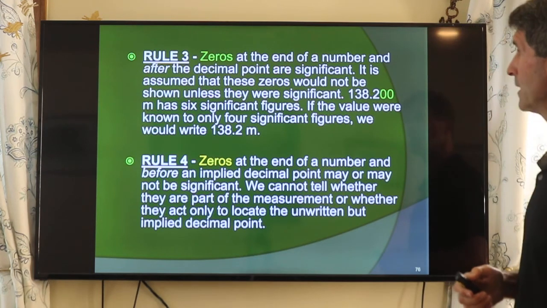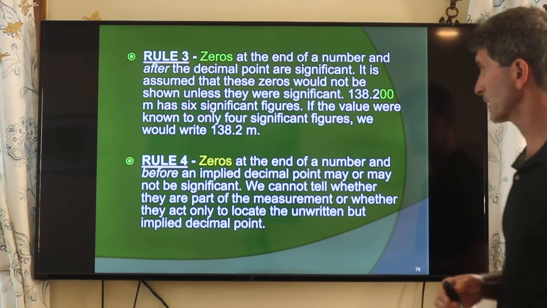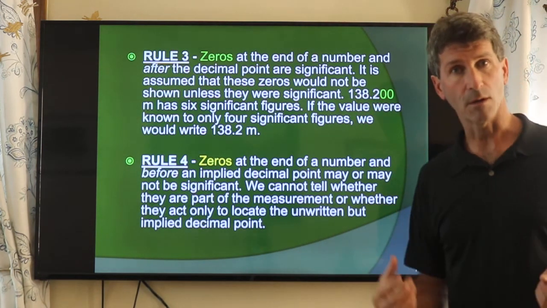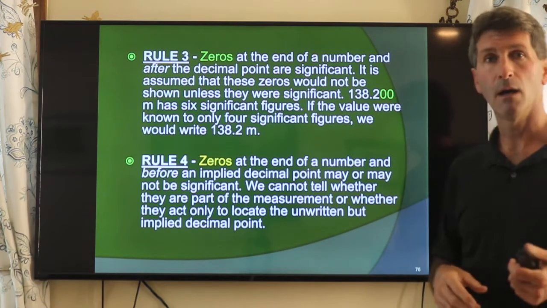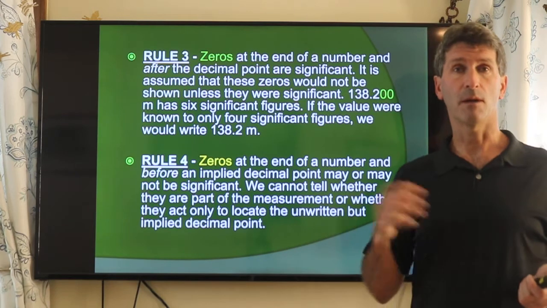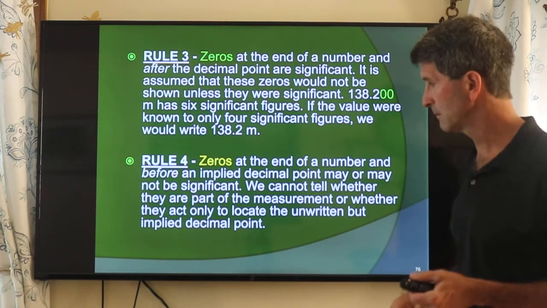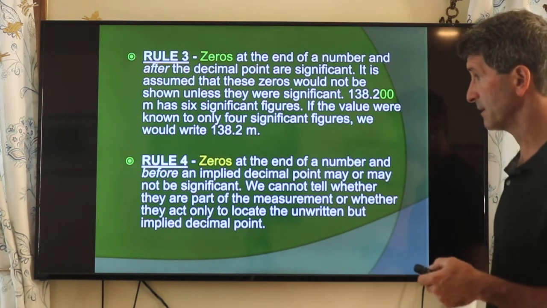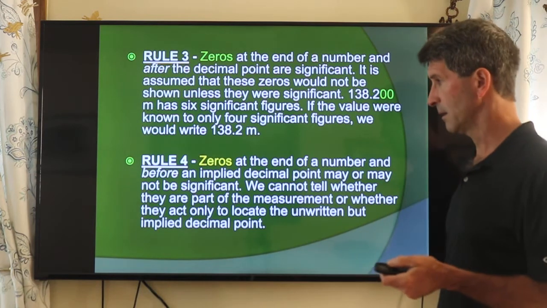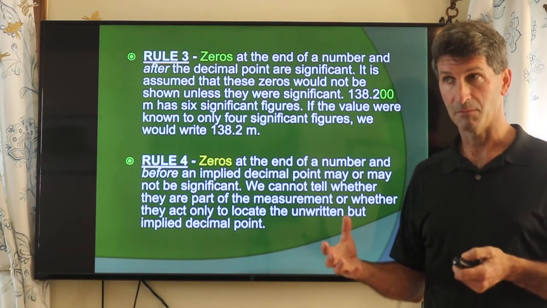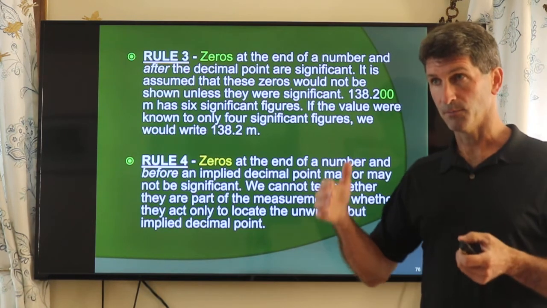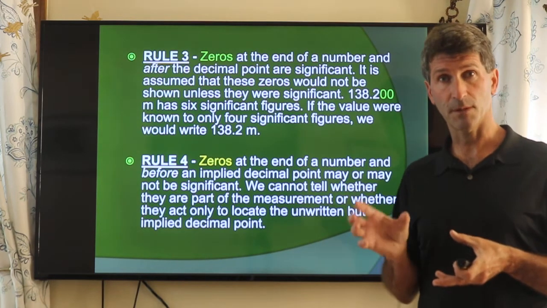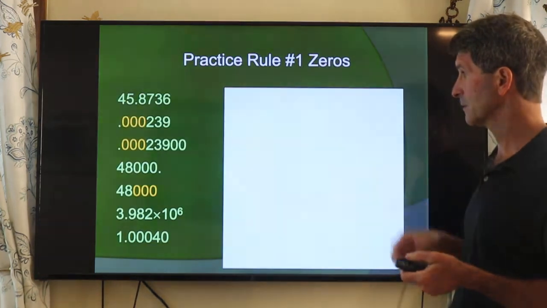Zeros at the end of a number and after a decimal point are significant. So here we have 138.200. There's no reason to have those zeros there unless those zeros have some significance. Therefore, they are significant. Zeros at the end of a number and before an implied decimal point may or may not be significant, so we don't always know. For instance, 100, the 1 is definitely significant, but is only the 1 significant? Is the 10 significant? That 0? Is the 1 significant? We don't know.